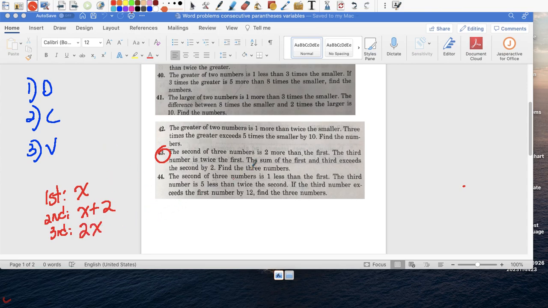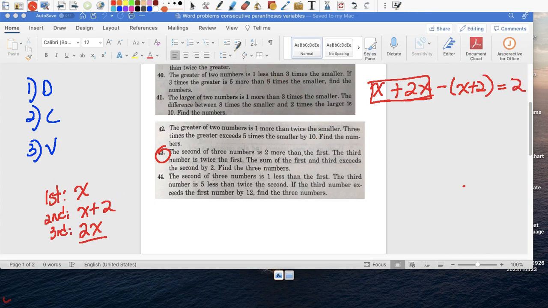There are my numbers. So it says the sum of the first and third. So let's add the first number plus the third one, which is 2x. Notice that I'm not putting in parentheses because it's only made up of one term. So x plus 2x, the first and the third, exceeds the second. So if I subtract the second, and here's the tricky part, the second is made of 2 terms, so you have to put that in parentheses. So if I take the sum of the first and third, and I put it in the box here, and I subtract the second, the answer is going to be 2.